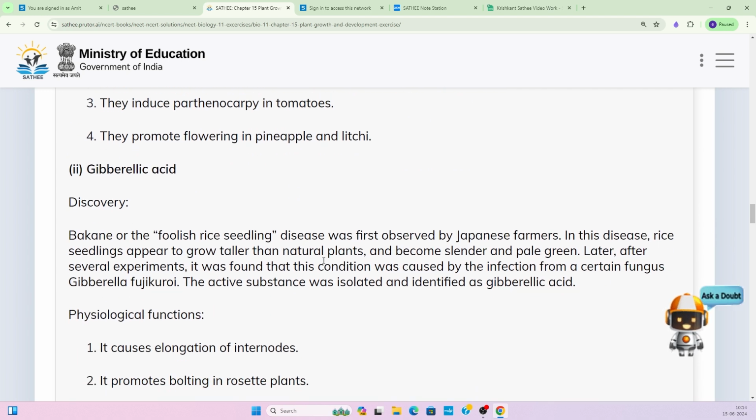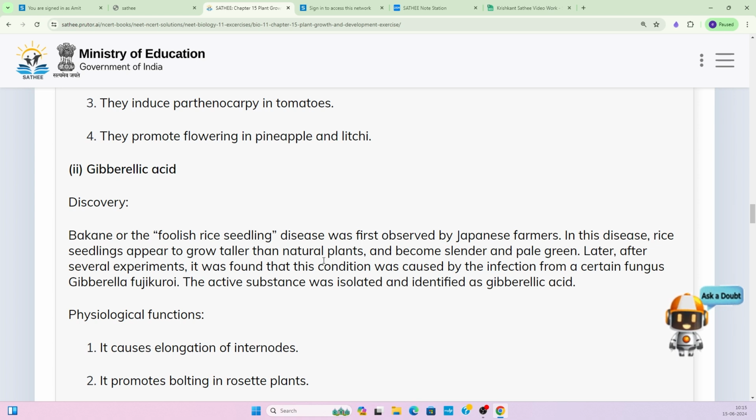Next is the gibberellic acid. Bakanae or the foolish rice seedling disease was first observed by the Japanese farmers. And in this disease, rice seedlings appear to grow taller than the natural plant. So they extracted the extract from this diseased plant, that is the foolish rice seedling.